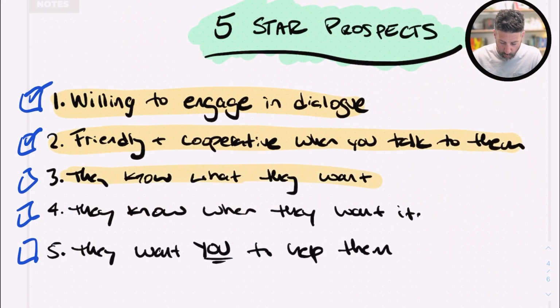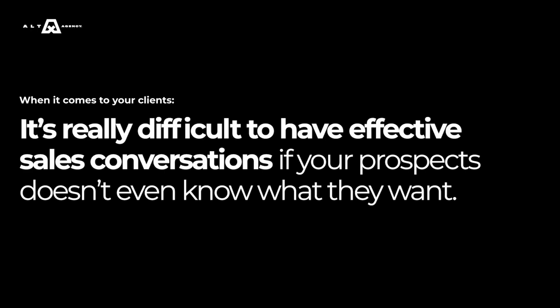Third, they need to know what they want. The number of times I've gotten on the phone in a sales conversation, someone was in pain, but they didn't know what they wanted. That's really difficult to have an effective sales conversation if the person you're trying to help doesn't even know what they want. Because here's the thing, you can't make them want something. They need to come to you wanting something.